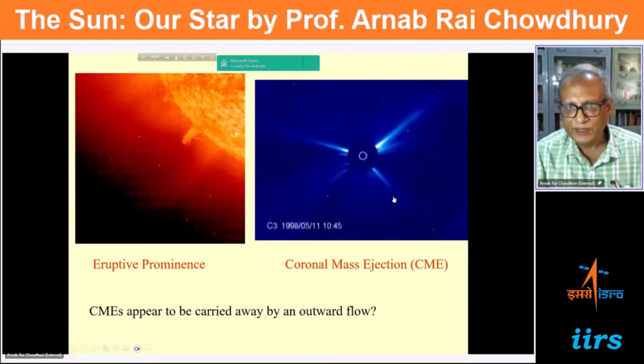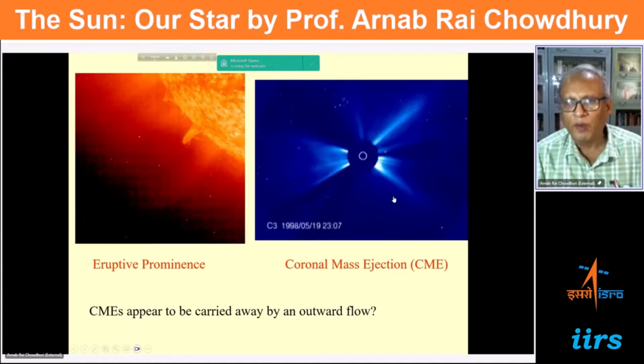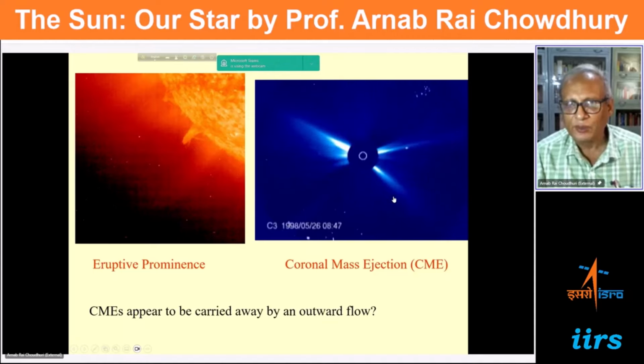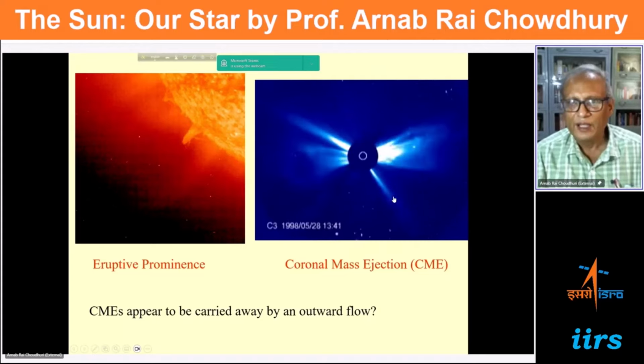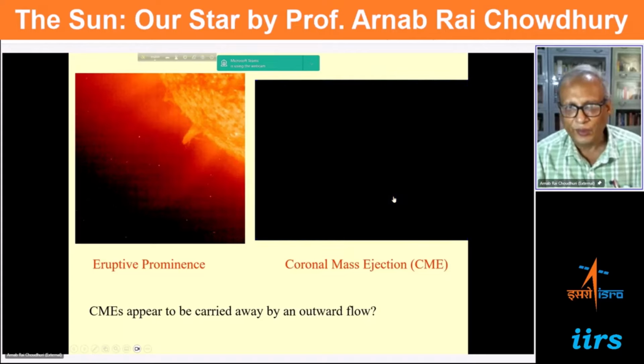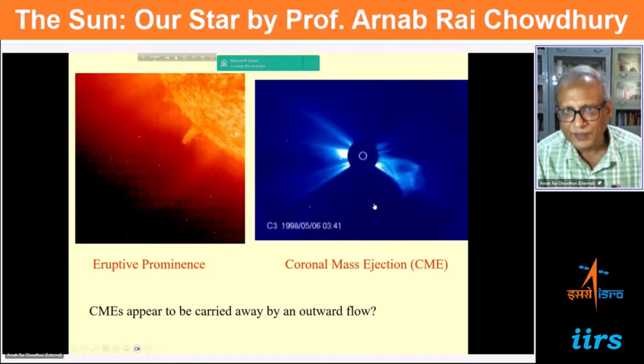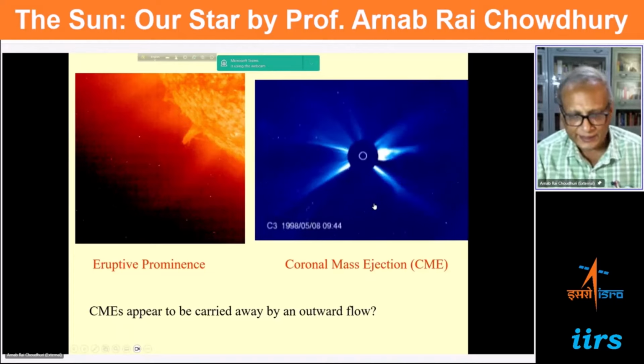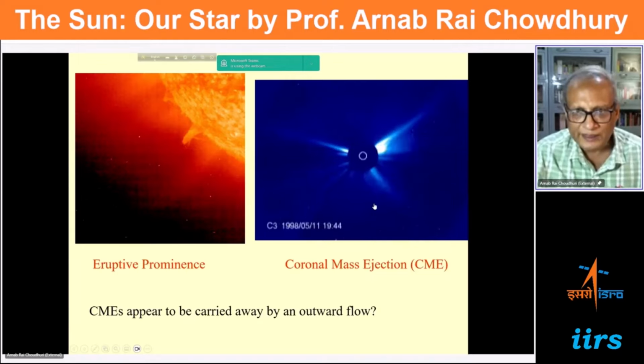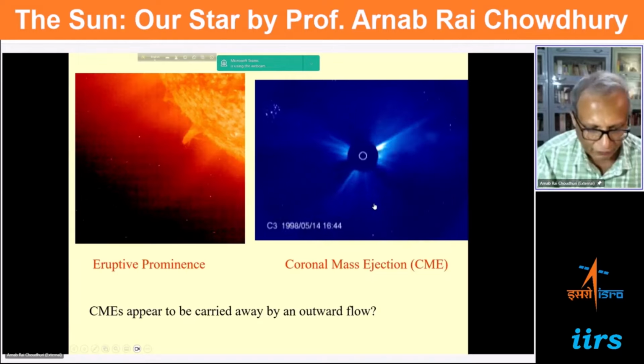So this image is taken with a coronagraph, within which you produce an artificial eclipse by blocking the solar disk with an occulter, so that you can see the corona. And if you look at these CMEs, then you get a feeling that there is some kind of an outward flow from the sun, which is carrying away these CMEs. And what is this outward flow?